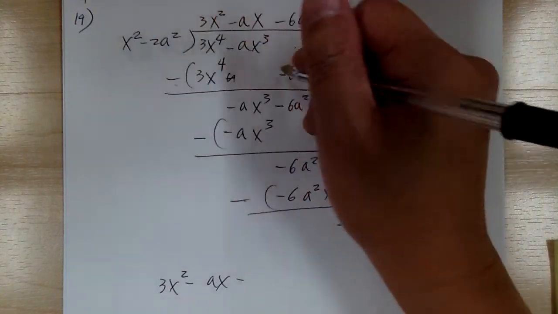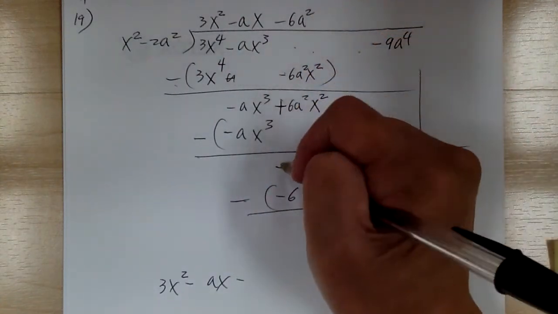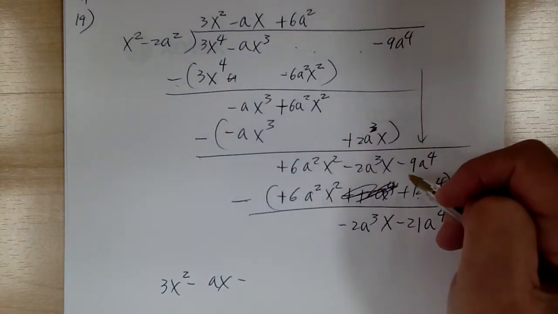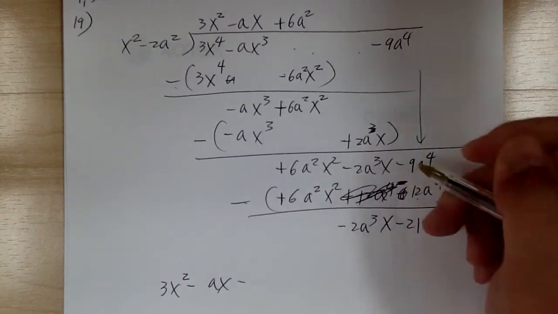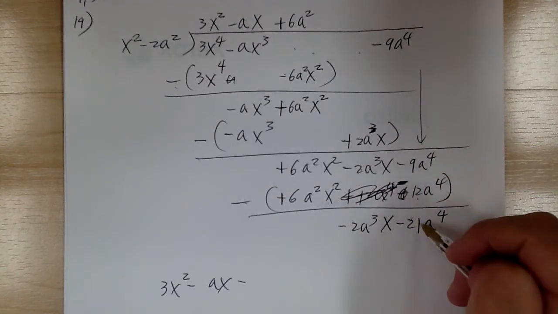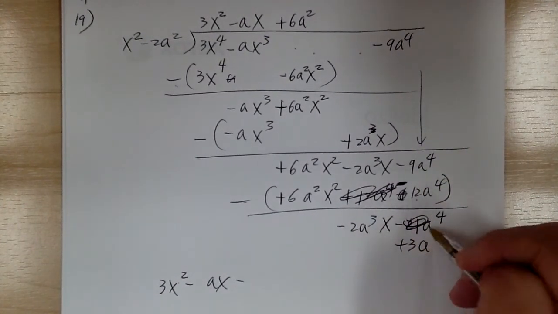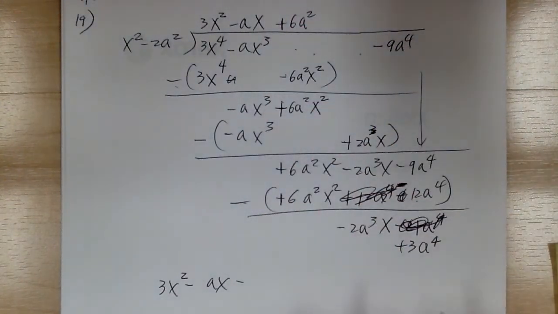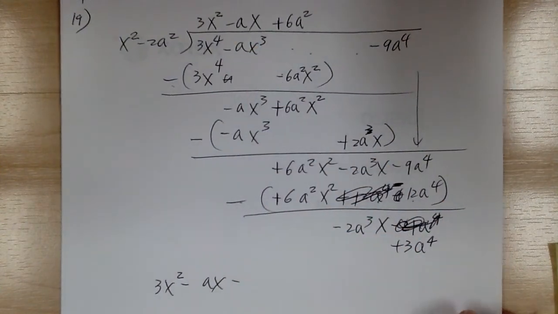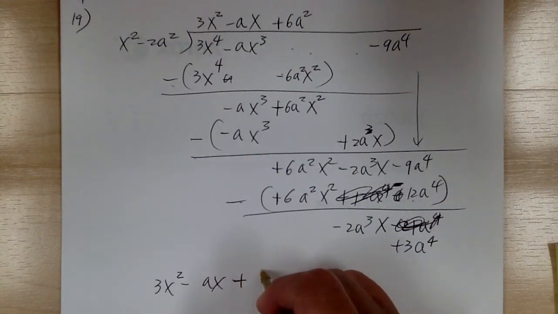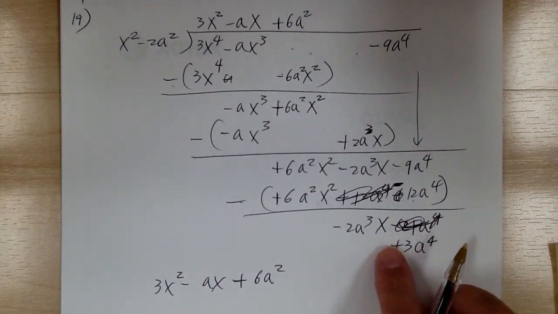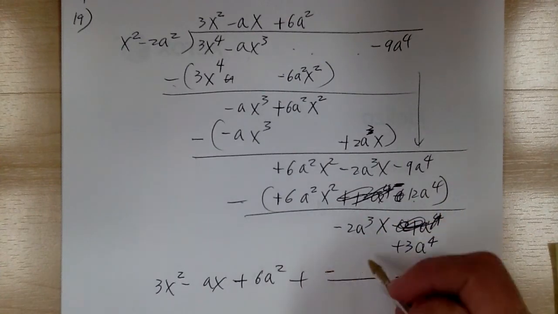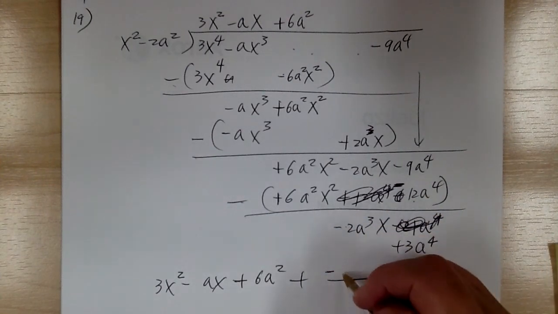Okay, 0 minus negative 6. This is a plus. So this is the plus. So I need to get plus over here. Okay, so this becomes plus 3a to the 4. Okay, so be careful with the signs. So this becomes 3x squared minus ax plus 6a squared. And this one, because there are multiple terms, you can just put plus and write this together. So don't put a negative in front because there is more than one term, right?